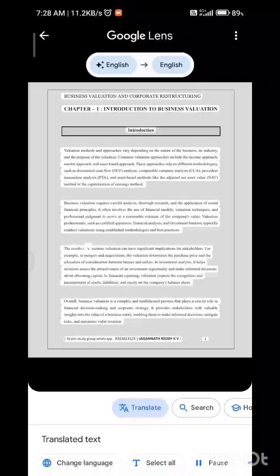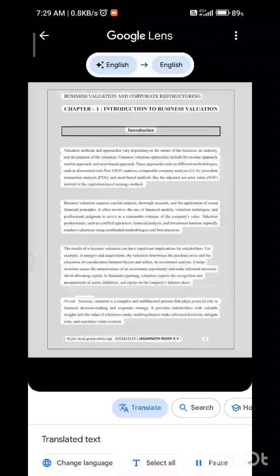The results of a business valuation can have significant implications for stakeholders. For example, in mergers and acquisitions, the valuation determines the purchase price and the allocation of consideration between buyers and sellers. In investment analysis, it helps investors assess the attractiveness of an investment opportunity and make informed decisions about allocating capital. In financial reporting, valuation impacts the recognition and measurement of assets, liabilities, and equity on the company's balance sheet.